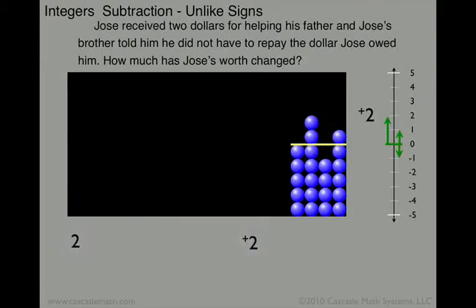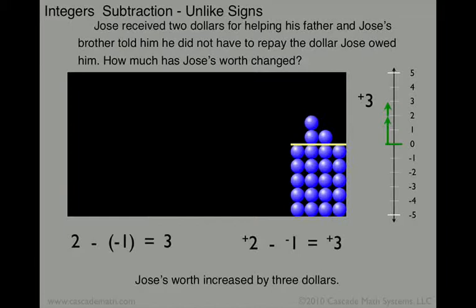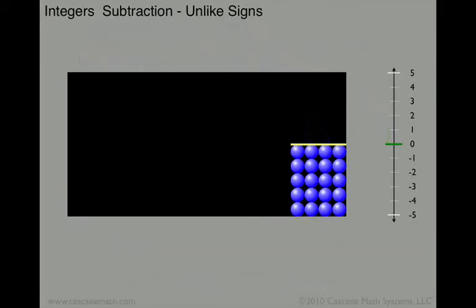Positive 2 minus negative 1 equals positive 3. Jose's worth increased by $3. Let's work another problem. This time I'll start it and let you finish it. Remember to reset your trays before we start.